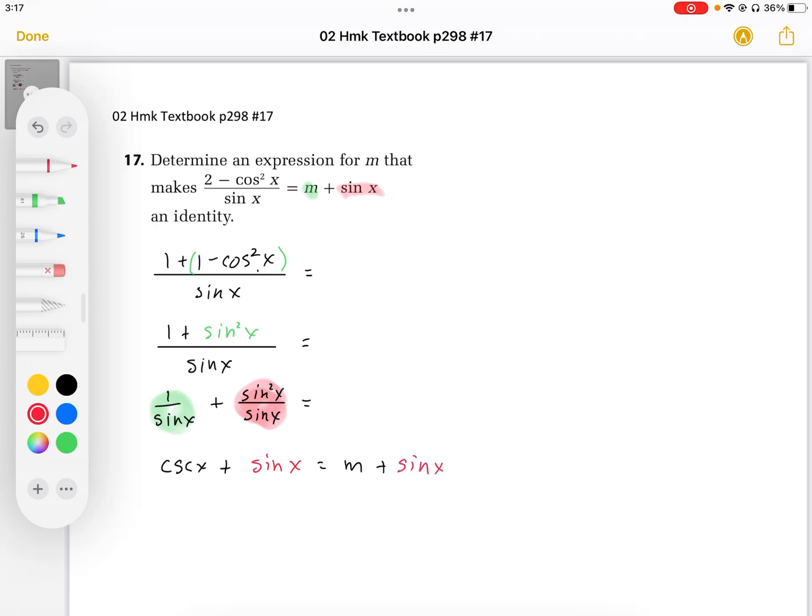Okay, so that means then that this m and this cosecant x must be the same. So m is equal to cosecant x.